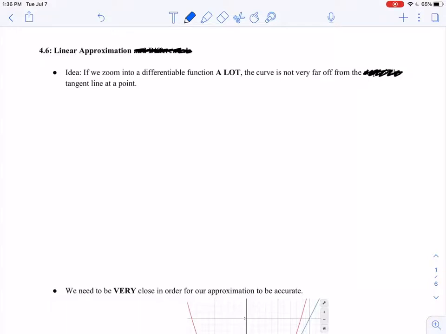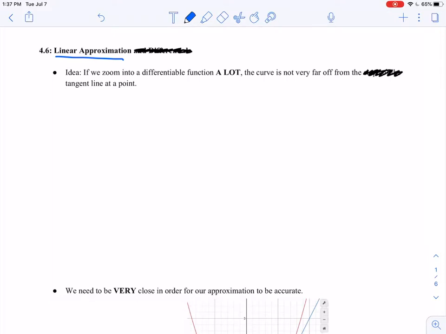In this section, we're going to talk about a smaller idea. It's not as big or as exciting as optimization, but it's a neat little trick, and it's a way to make working with not so nice functions just a little bit nicer. So what we're doing is we're using this idea of linear approximation. And linear approximation relies on this main idea.